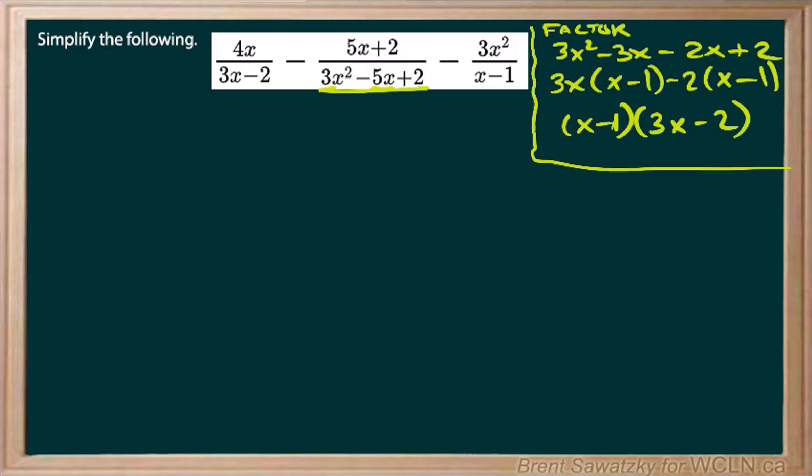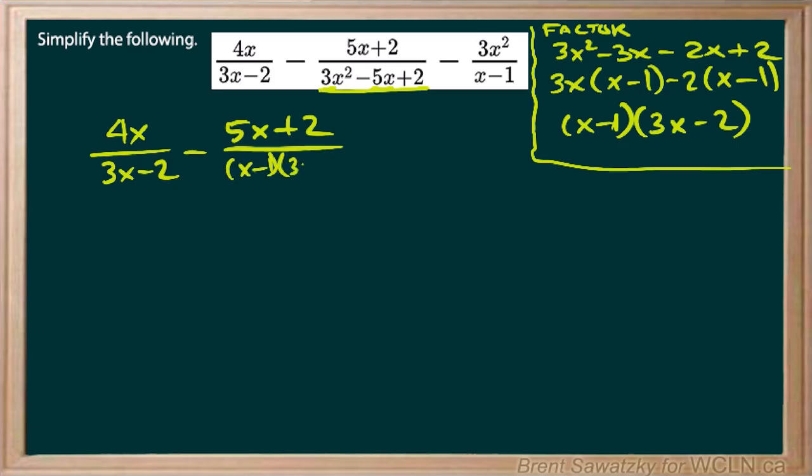So let's go back to our problem. Let's start laying things out. 4x, 3x minus 2 minus 5x plus 2 all over, and our factored version is x minus 1, 3x minus 2, and we'll do a little bit of this just to make it easy to see exactly where everything came from in our solution. And our last one, 3x squared over x minus 1. So here we are, factored and ready to go.